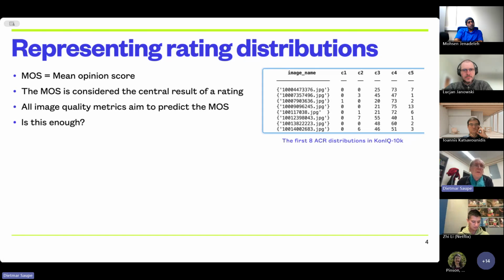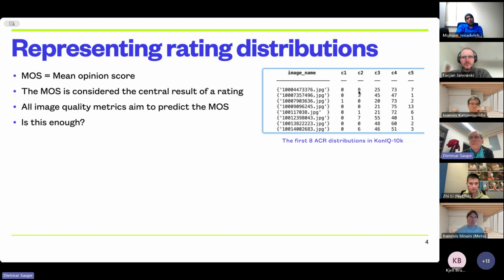And we want to represent these rating distributions. So let's look at the picture here on the right. Here we have the first 8 images in KonIQ-10k with their names, and these are the 5 categories, and you can see the frequencies of the ratings. The first one has 25 fairs, 73 goods, and 7 excellents, but no bad and no poor, etc.